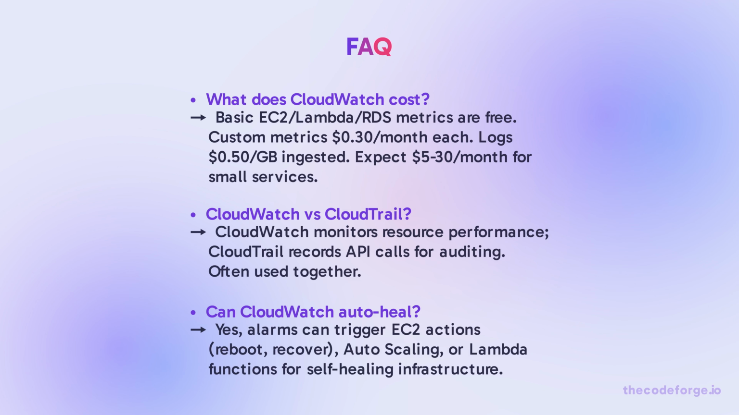And a few frequently asked questions. What does CloudWatch cost? Basic EC2, Lambda, and RDS metrics are free. Custom metrics, 30 cents per month each. Logs, 50 cents per GB ingested. Expect $5 to $30 per month for small services. CloudWatch versus CloudTrail. CloudWatch monitors resource performance. CloudTrail records API calls for auditing, often used together. Can CloudWatch auto-heal? Yes, alarms can trigger EC2 actions, reboot, recover, auto scaling, or Lambda functions for self-healing infrastructure.